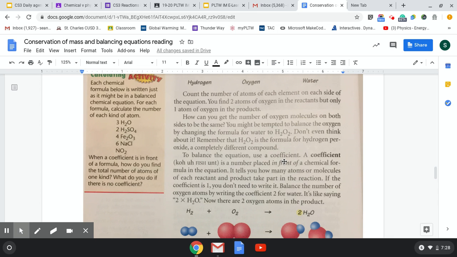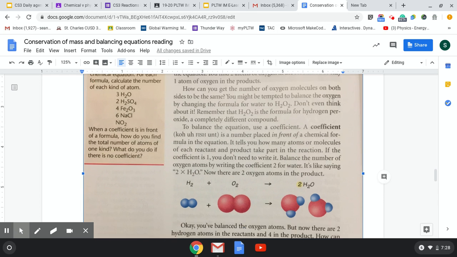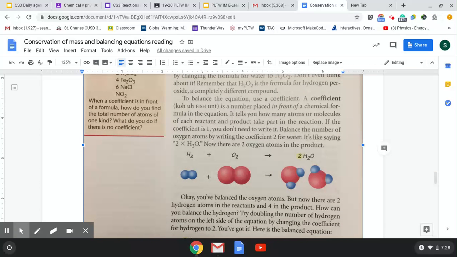So what is a coefficient again? A coefficient, remember, is the number in front of a compound or a molecule. So we're going to start changing these in order to get the right total. A coefficient is a number placed in front of a chemical formula in the equation. It tells you how many atoms or molecules of each reactant and product take part in the reaction. So that's our ratio that we're going to start dealing with. If the coefficient is 1, you don't need to write it.